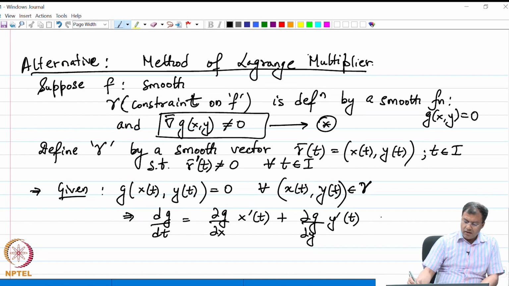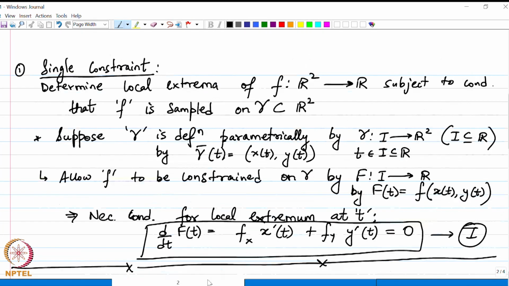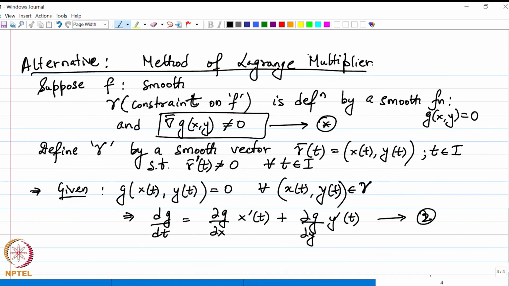Okay. So, let me call this as 1, because 1 is sitting somewhere else. So, we see that the necessary condition for an objective function to have an extremum is the following. Let us keep it in proper sequence. Let us call it as 1 itself.